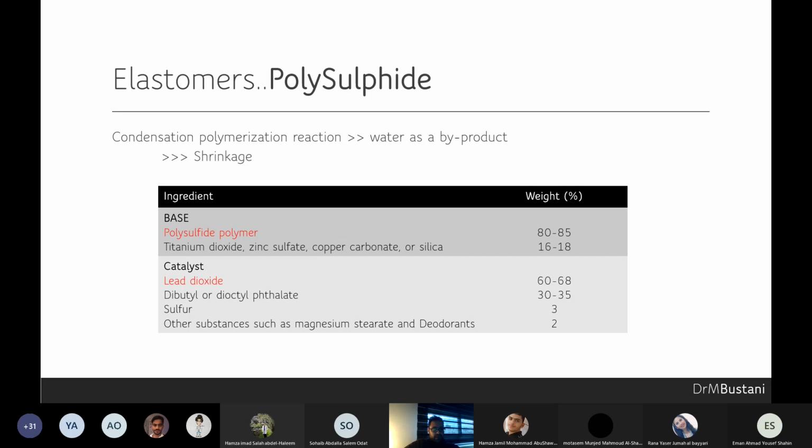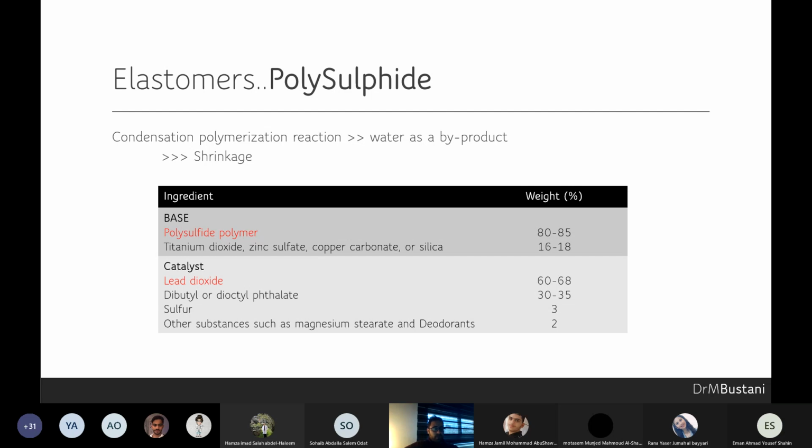When the polysulfide reacts, it reacts through a condensation polymerization reaction. So you have two materials. When they are reacted together, they will have a less weight, and that means that we will have a byproduct, meaning we will have dimensional instability or a bit of shrinkage upon setting. So the thing that you need to remember, it sets by condensation reaction, water is the byproduct in polysulfide, and that's what causes the shrinkage or the dimensional instability.